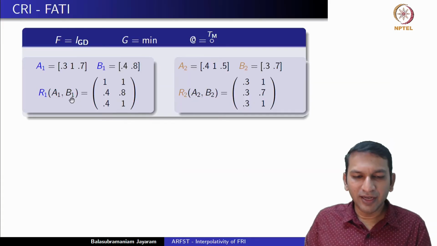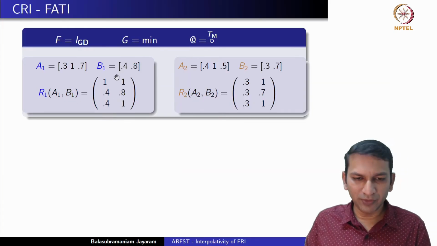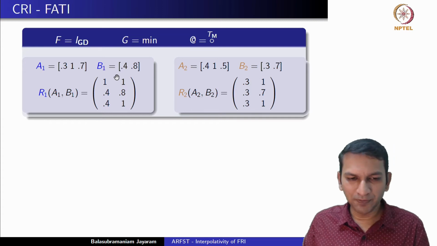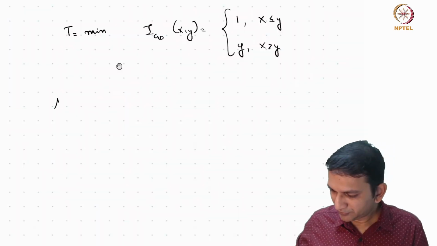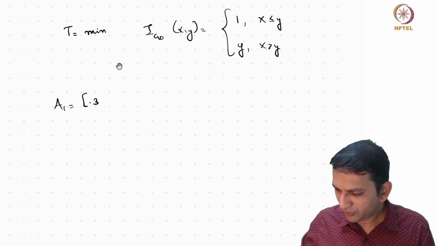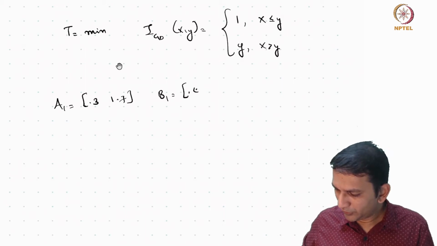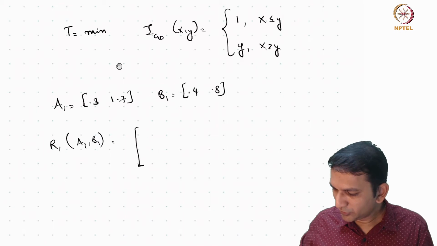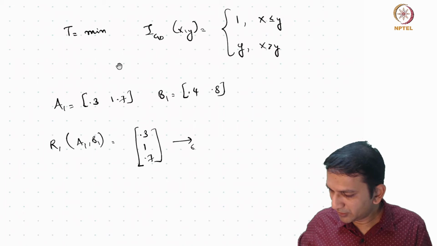Now, the relations R1 and R2 are obtained from A1, B1 and A2, B2. Let's look at this. So A1 is 0.3, 1, 0.7 and B1 is 0.4, 0.8. We know that R1 of A1, B1 is obtained as, we write the transpose of A1 and use the Gödel implication with 0.4, 0.8.